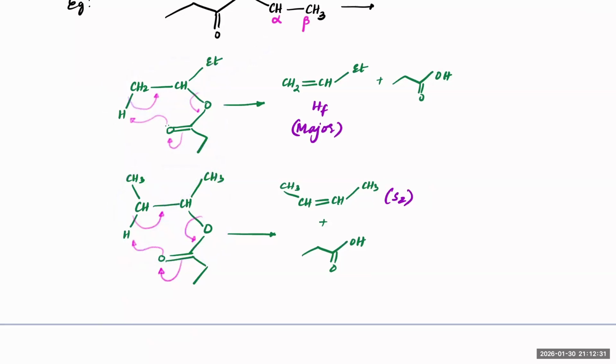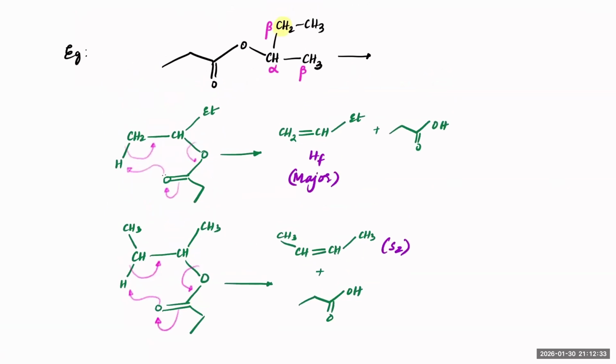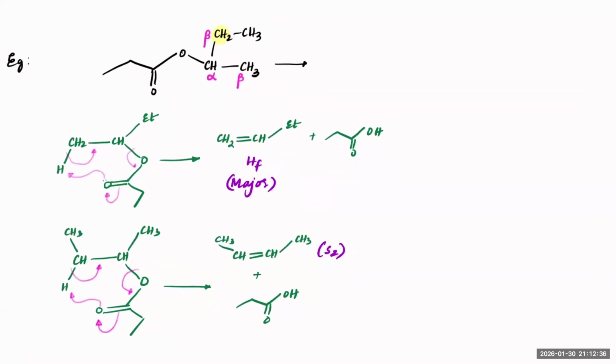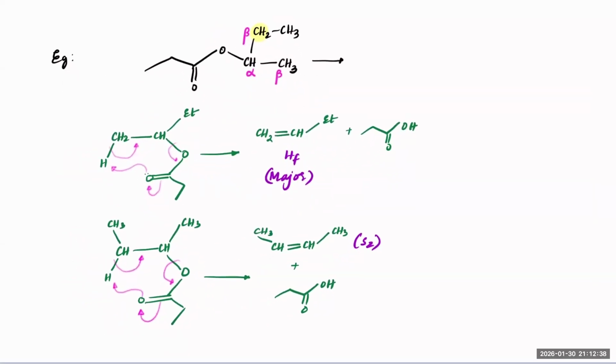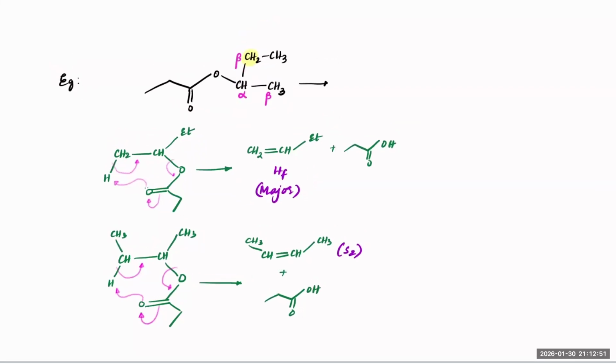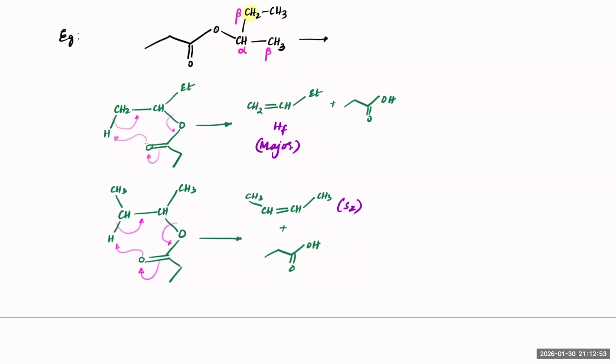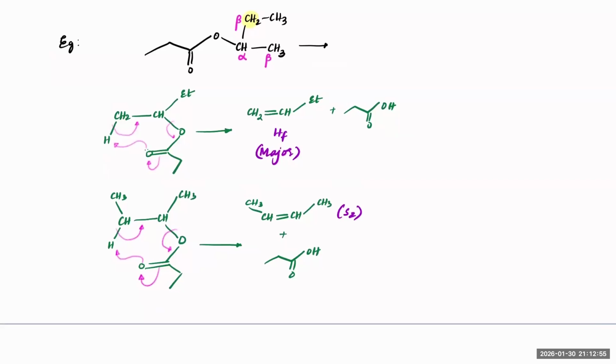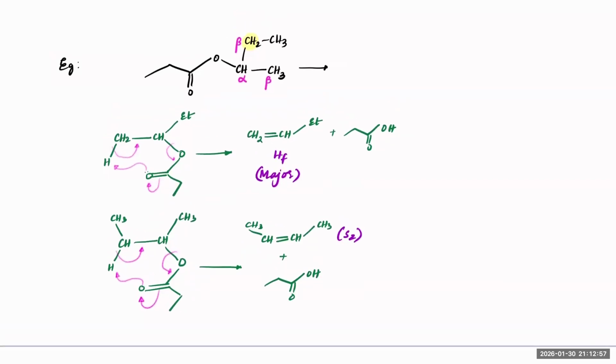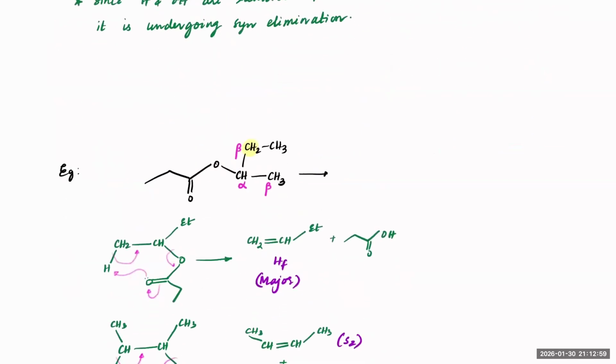And that's the reason why, when it comes to elimination of the esters, pyrolysis of esters, Hofmann will always be the major product as compared to that of Saytzeff. I suppose the logic is clear, everybody, right? Any doubt here?